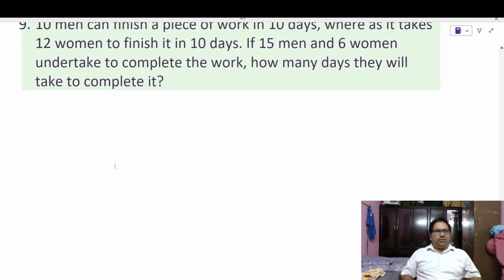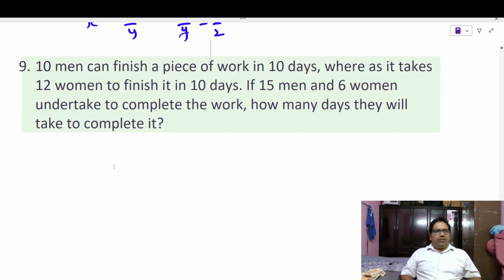Now let's look at another one. 10 men can finish a piece of work in 10 days, whereas it takes 12 women to finish it in 10 days. If 15 men and 6 women undertake it, how many days will it take? Okay, now let's see. 10 men are working. Let's assume each man takes x days to complete the work.